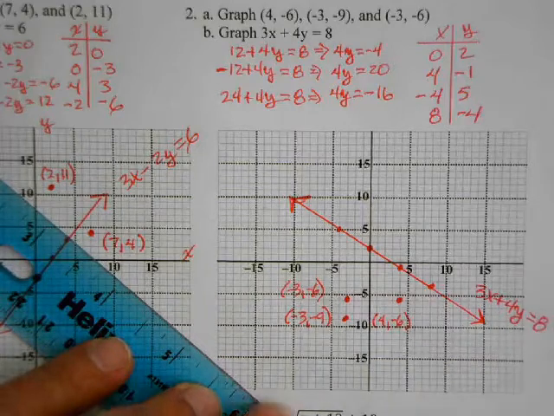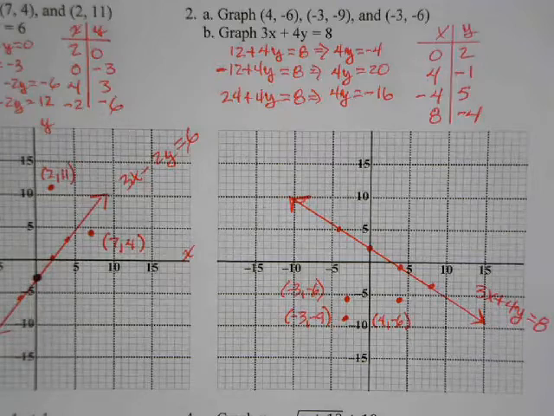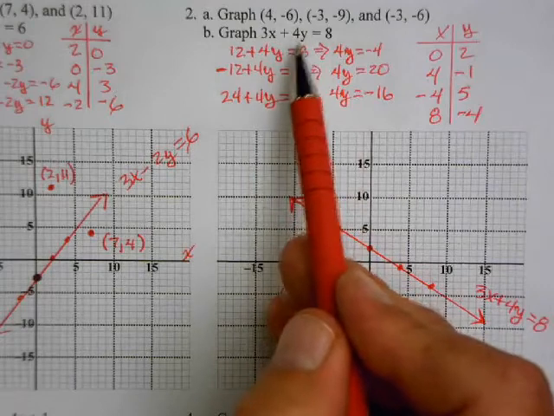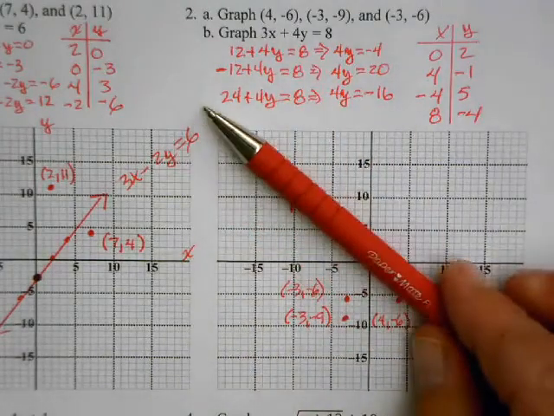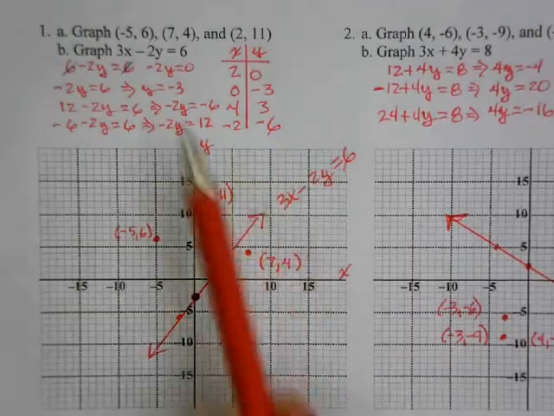You can also notice a little pattern, by the way. Anytime it's set in this particular form and I have a plus y term, it's going to angle down. And anytime I have a subtract y like this, it's going to angle up.